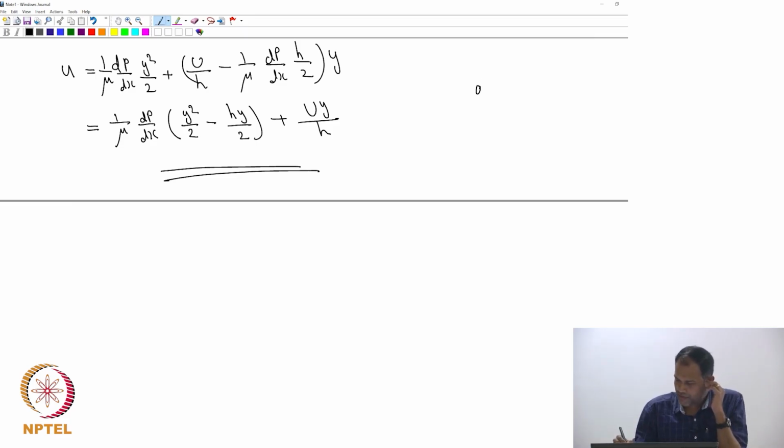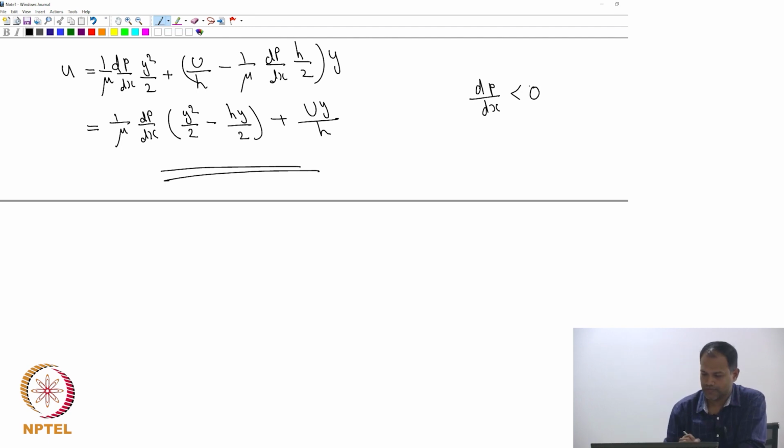So, dp by dx, will it be greater than 0 or less than 0? So, if you want to recognize the fact that dp by dx is less than 0 and write down this quantity as minus dp by dx, this term will reverse, okay, and that is typically the way you would write it. Let us see different cases now.